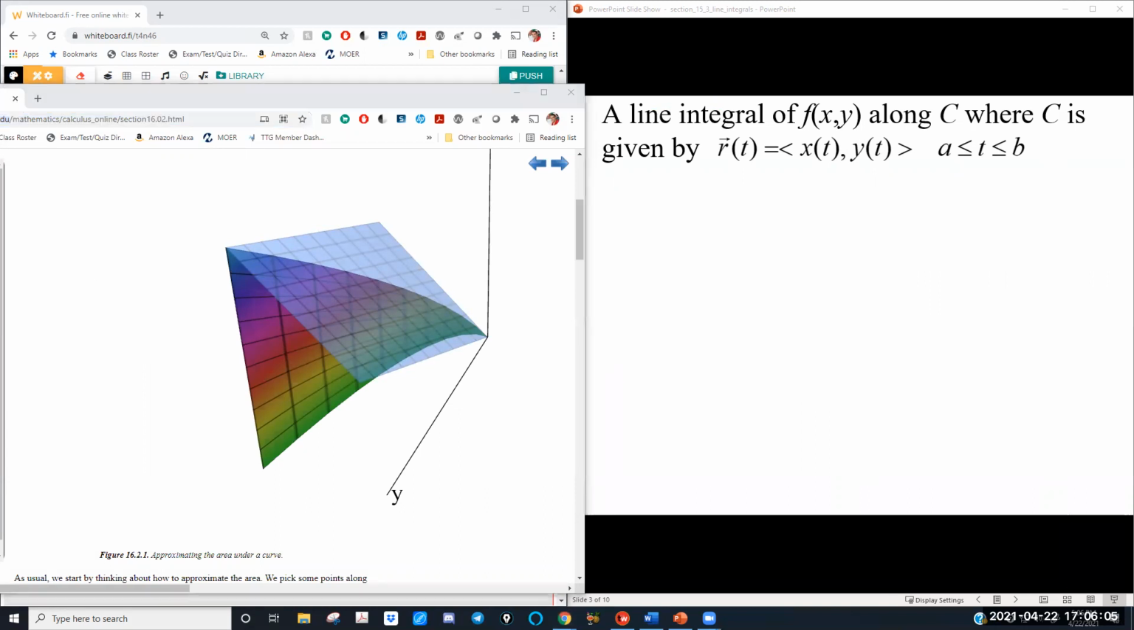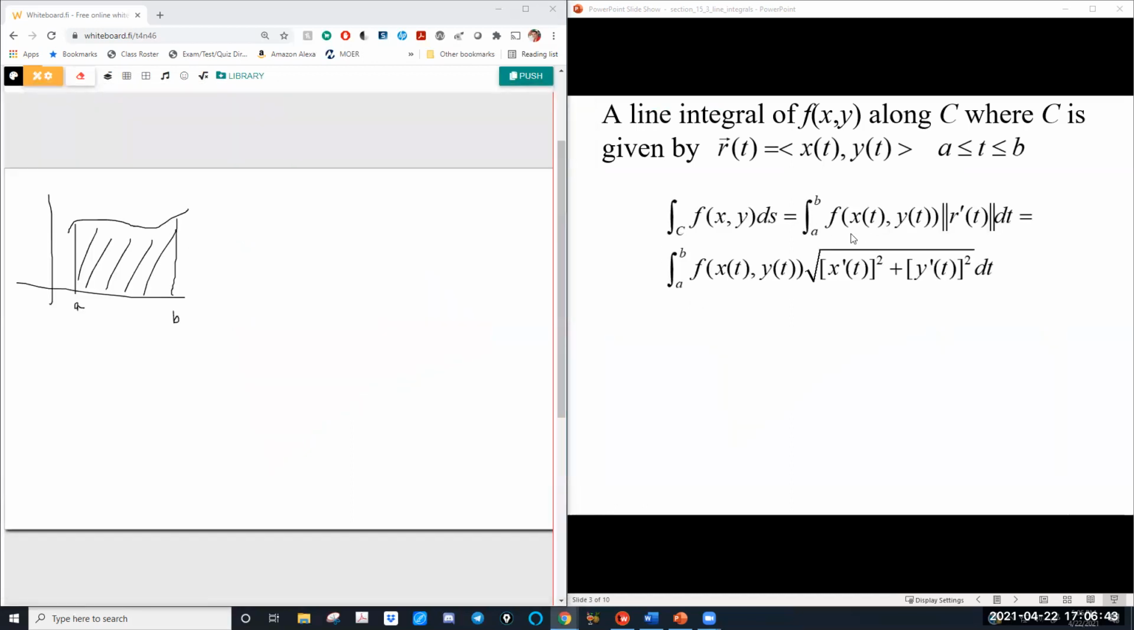Let's see if I'm going to try and trace it. I don't know how this is going to come out. That curve came out okay. That's C. That's the curve in 3 space. And then we've got some function that we're integrating over, which may not even necessarily be this plane. That plane is just there to help us see the curve. So we've got some curve in 3 space, and we want to integrate over it.